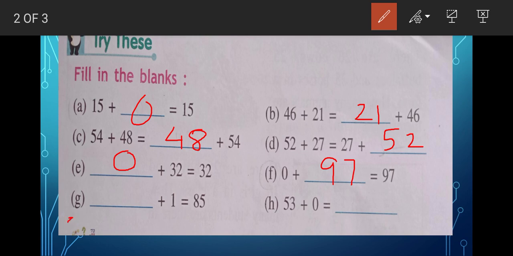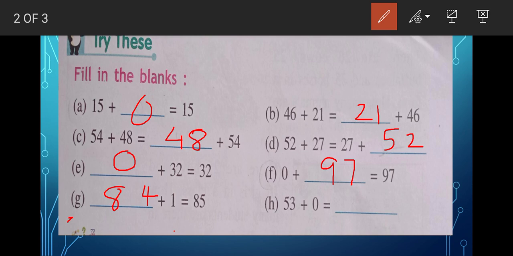Now this one is the second property: if 1 is added to a number, the sum is the next number. So here 1 is already added, so it should be 84, right? 84 plus 1 is equal to 85. So here, 53 plus what do you have to add?